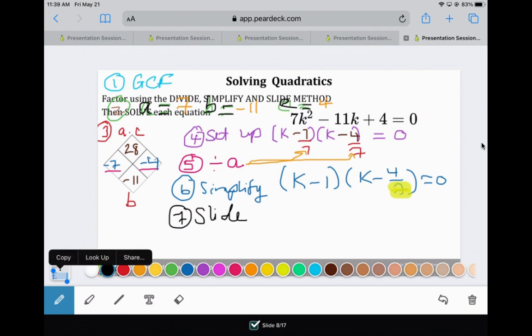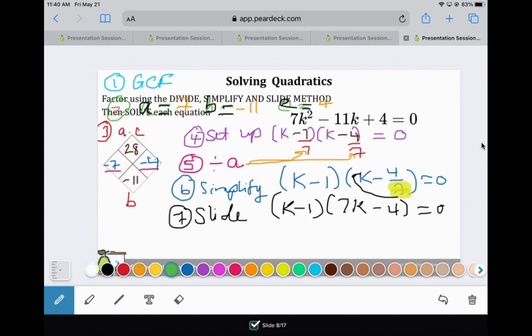Step 7, some of you, if you talk to other students, call it slide. We divide and then we slide the denominator. So let's bring it up here. I will have k minus 1, 7k minus 4. That is the factor. So that's what we covered. So those are the 7 steps.